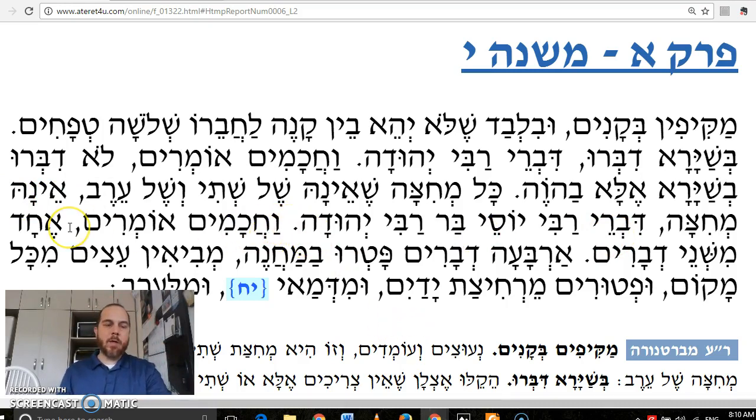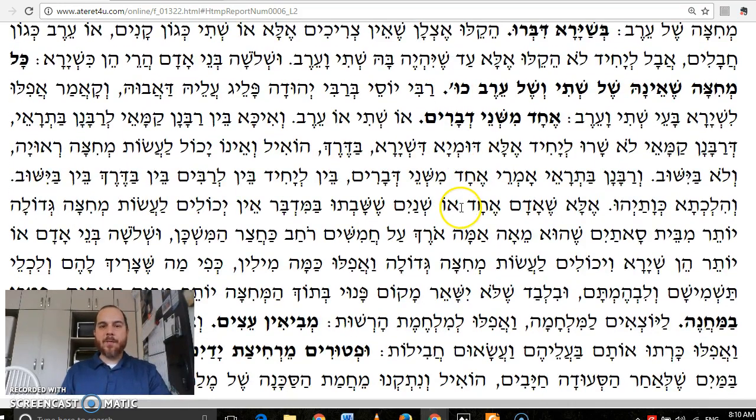The Chachamim omrim, and the Chachamim say, this is another Chachamim, echad mishnei dvarim. You only need one. So you have a 4-way machloket, but it's very unclear who says what. So in order to understand this, we'll have to have the Rabbanan. Ika bein Rabbanan kamai le Rabbanan batrai. So what's the difference between the first Rabbanan and the second?